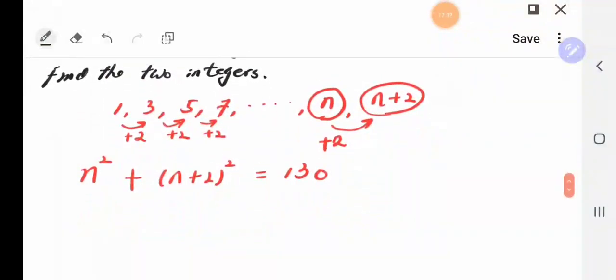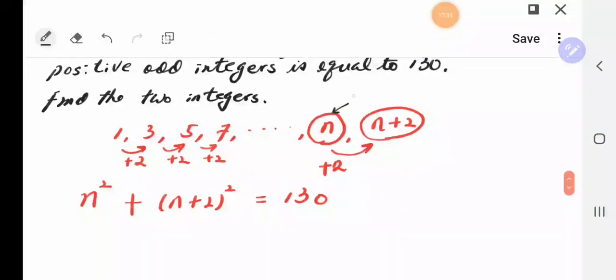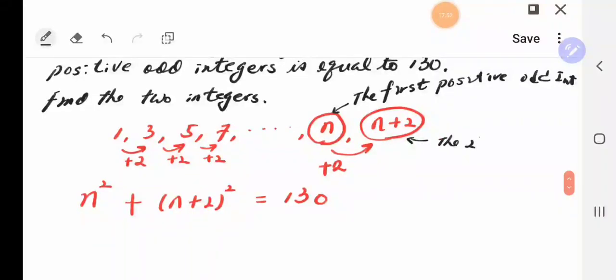So can you see this? n is the first positive odd integer. Then this will be the second positive odd integer. This time it has to be positive, right? So the sum of squares of these two consecutive positive odd integers is equal to 130.